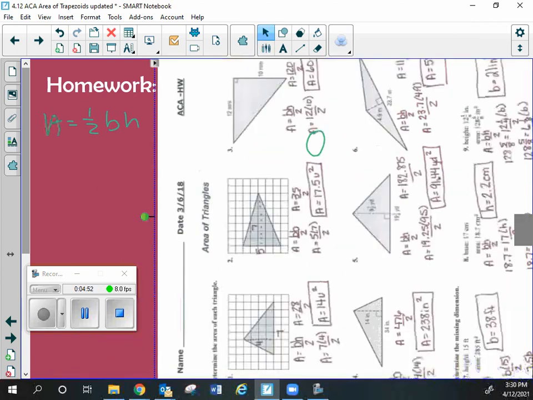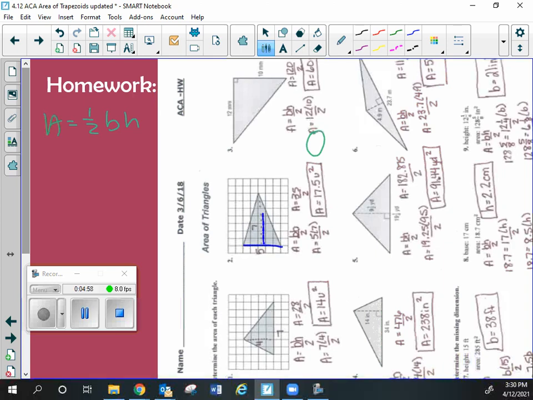Because then I have a base right here, and the height has to be what again? It has to be perpendicular. So it has to be straight up and down. So that's how they used the base of 5 and a height of 7.